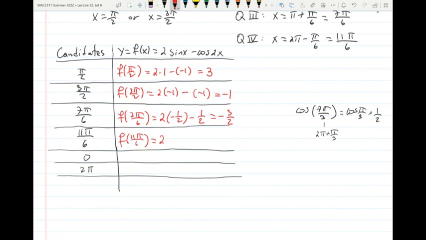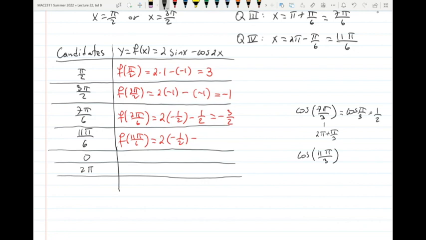What do we have? Again, negative 1/2 here. Minus. So we're going to get 11 pi over 3. So what's cosine of 11 pi over 3? When you multiply by 2, the 6 cancels and you get a 3.